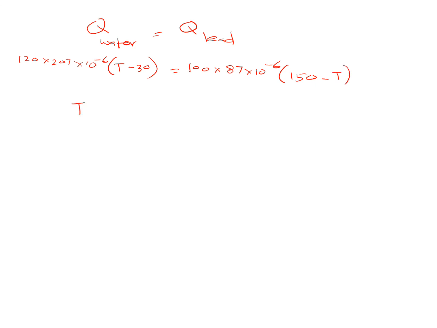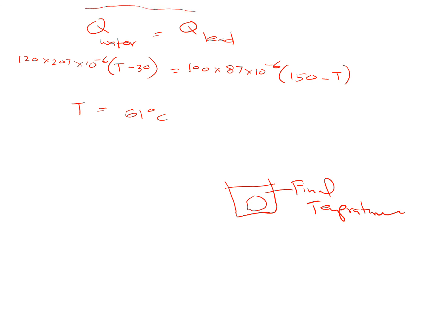So when you simplify this equation, you will get 61 degrees Celsius. So that's the final temperature of the water and the lead after they reach equilibrium. You know, it takes a few minutes to reach a certain temperature, and you can do this heat transfer from one to the other, and you can calculate the temperature.